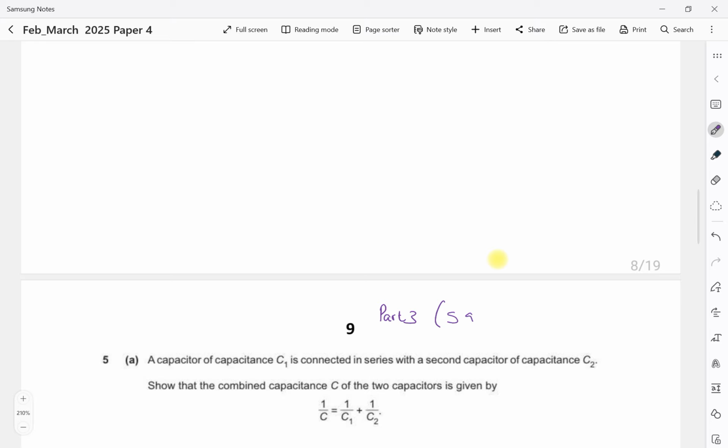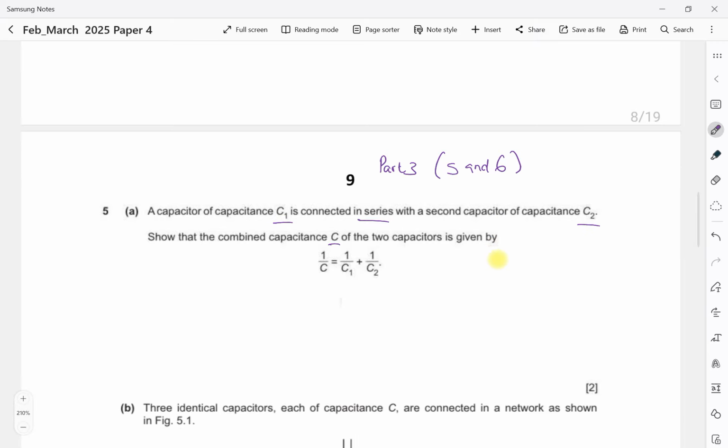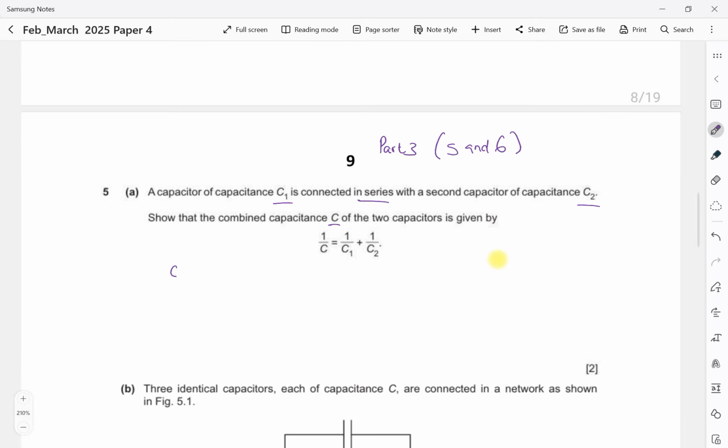A capacitor of capacitance C1 is connected in series with a second capacitor of capacitance C2. Show that the combined capacitance C of the two capacitors is given by that expression. So in series, the charge is the same. Because it is in series, we shall say the charge is the same.